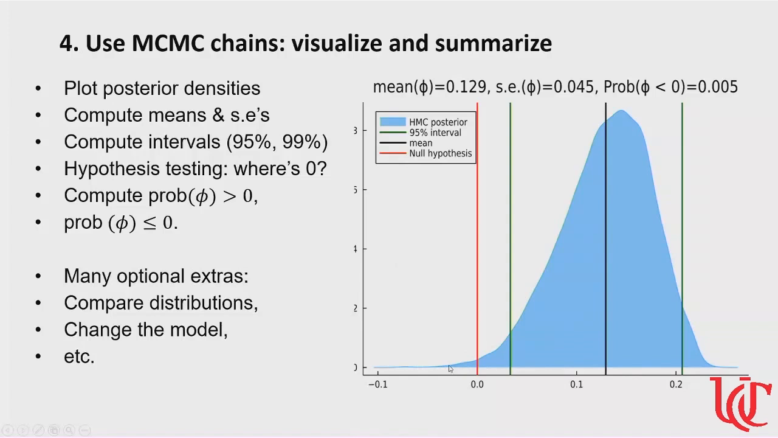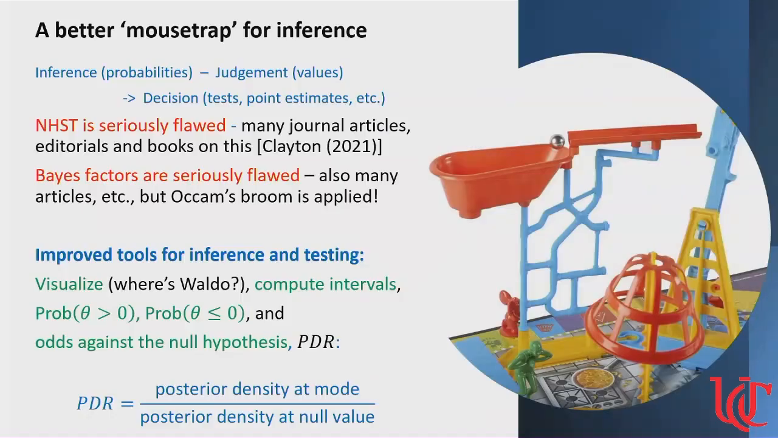Where's 0, right? You can see 0's out in the tail here a bit. I compute the probability that phi is less than 0, 0.005. So obviously the probability that it's greater than 0 is 0.995. Pretty strong evidence that it's not 0 here. And as we said, we can compare distributions. I can compare the distribution of the same parameter in 2 different models. Right? I could run another model with other variables in, get the posterior for that, and plot them and take the difference of those draws and get the distribution of the difference in parameters. Right? Something that's pretty tricky to do otherwise.